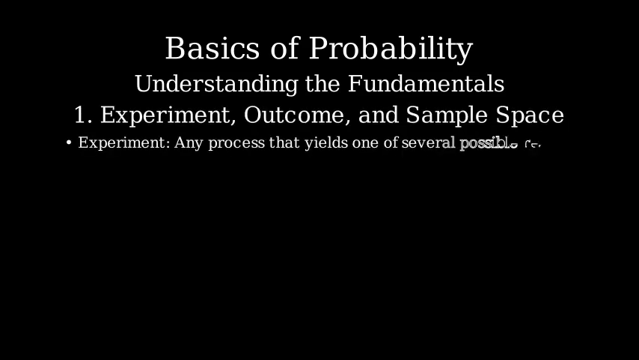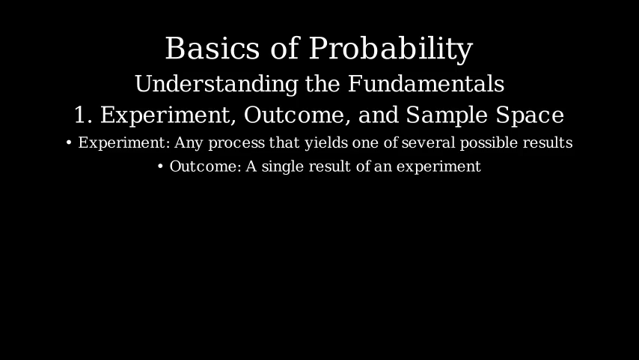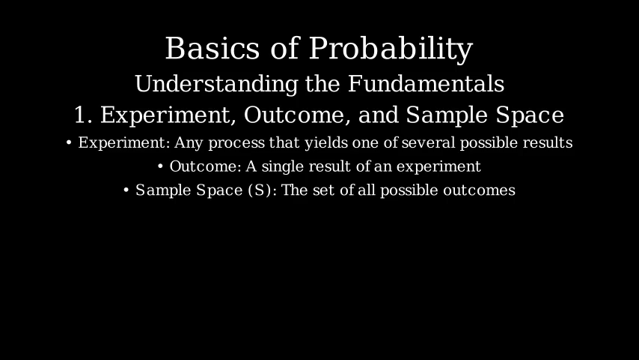First, we have an experiment, which is any process that yields one of several possible results. Next, we have an outcome, which is a single result of an experiment. And finally, we have the sample space, denoted by S, which is the set of all possible outcomes.